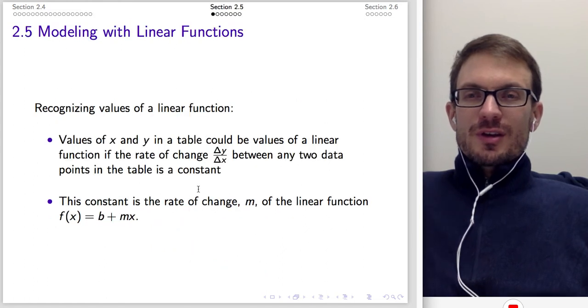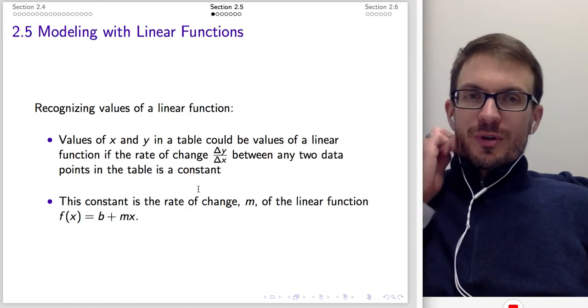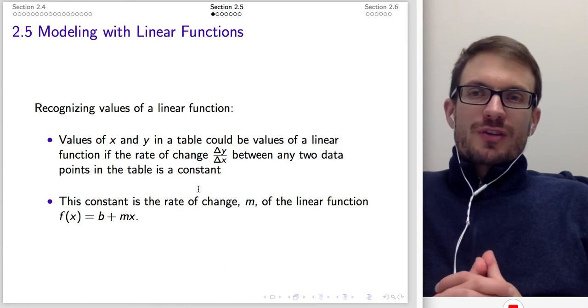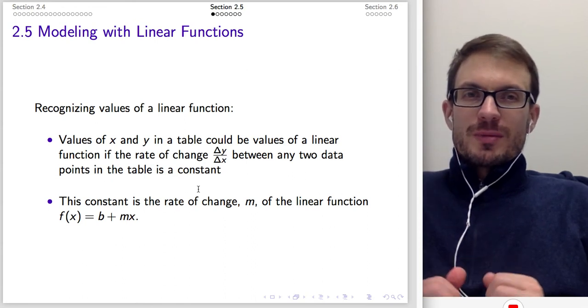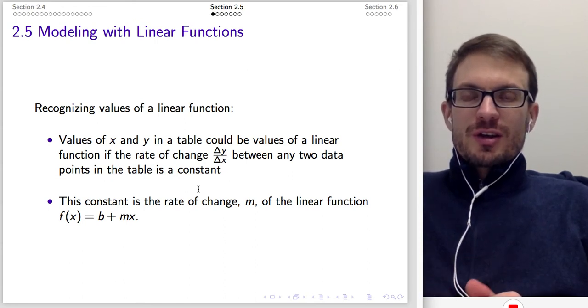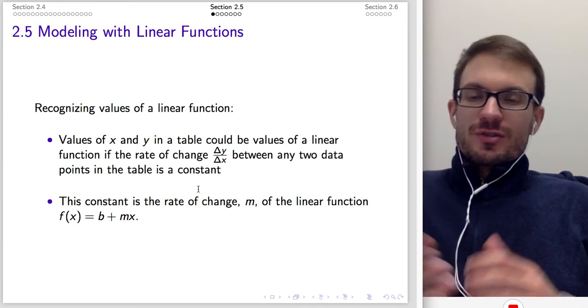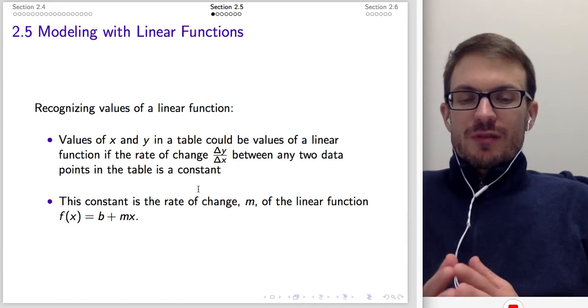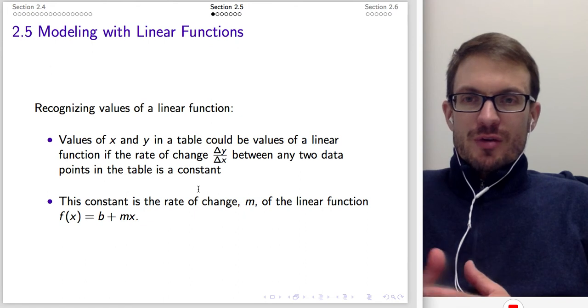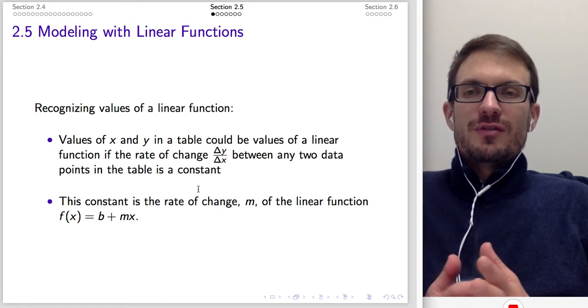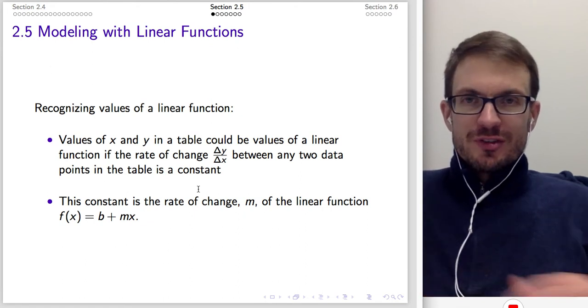Okay, so the next thing we're going to do is 2.5, we're going to think about recognizing whether or not a particular situation can be modeled with a linear expression. So one way we do this is we'll look at a series of tables and we'll see if the table could be represented by a linear relationship. To do this, we'll see if the rate of change between any 2 points is constant.